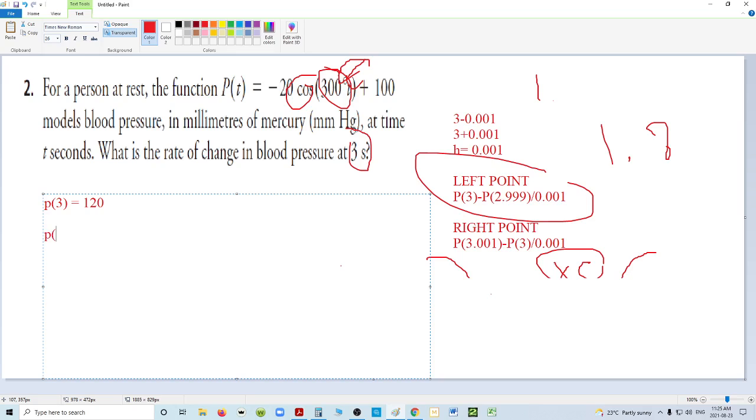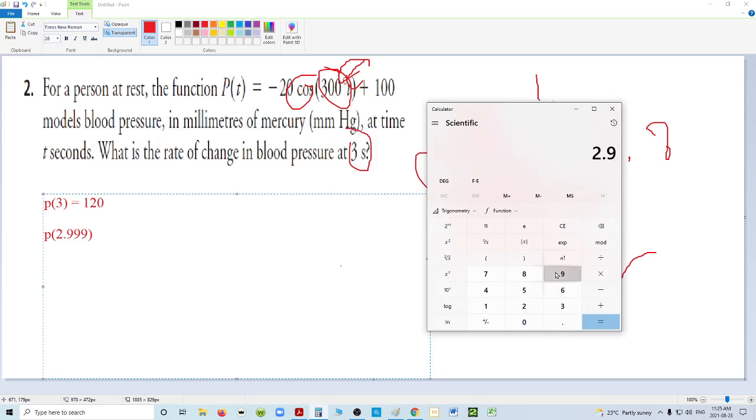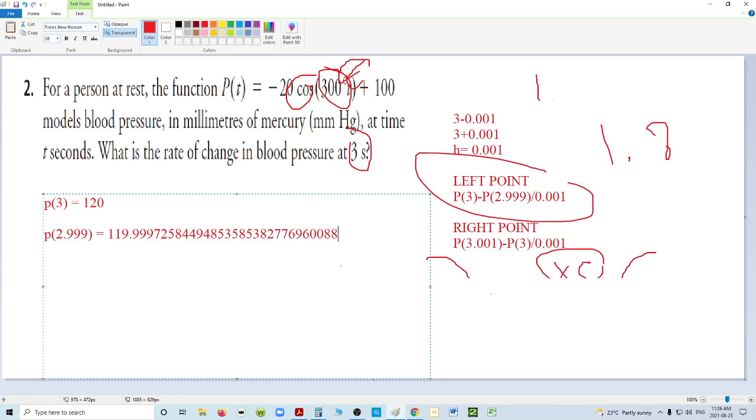Next, let's find our P of 2.999. So again, I just take my calculator, and you follow the order of operations. I'm going to take my 2.999 times 300, and then you hit equals, and then you take the cos of it. Very close to -1. Then I multiply by -20, and then I add 100. Okay. Then I got to find my P of 3.001, which is my point just to the right of it.